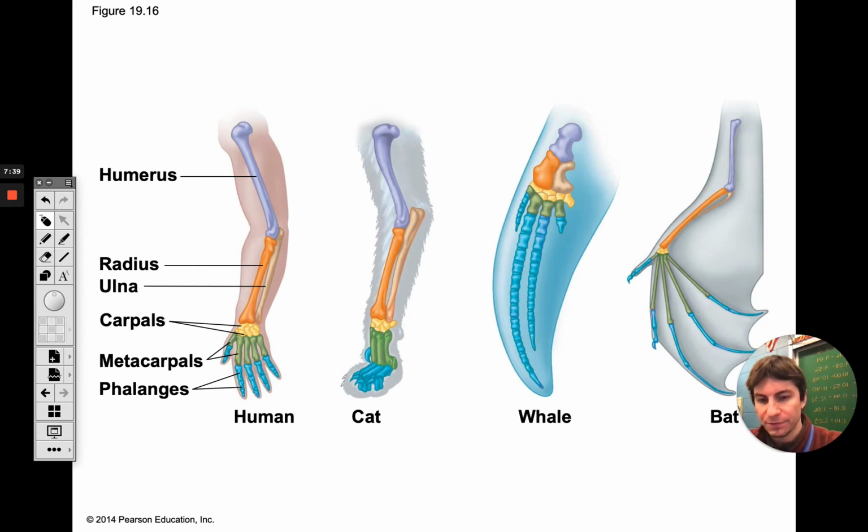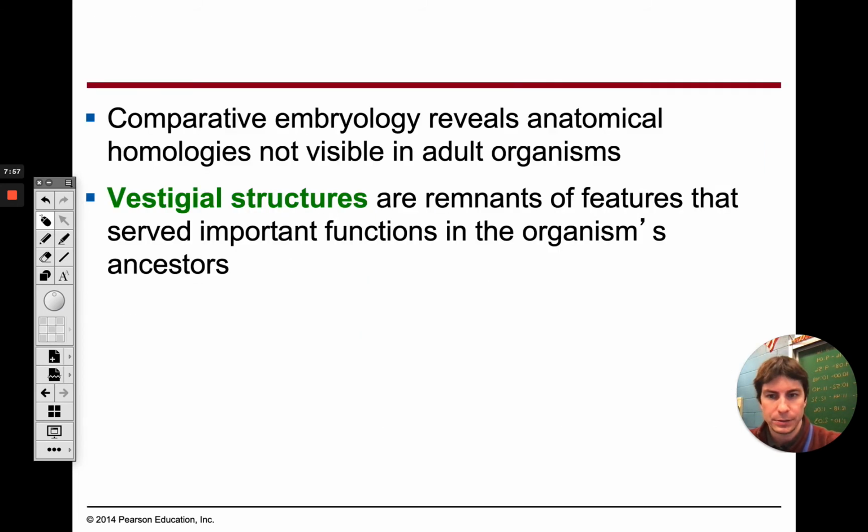However, the function is different. We use our arm much differently than a whale uses its flipper or a bat uses its wing. Cat, kind of similar, so that tells us that we are probably closer on the evolutionary tree to cats than we are with whales and bats.